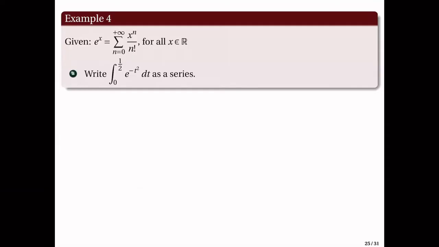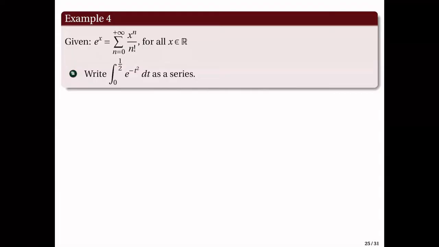So here we are given the power series representation of e to the x, which is the summation from n equals 0 to positive infinity of x raised to n over n factorial. So letter A, we are asked to write this function as a series.